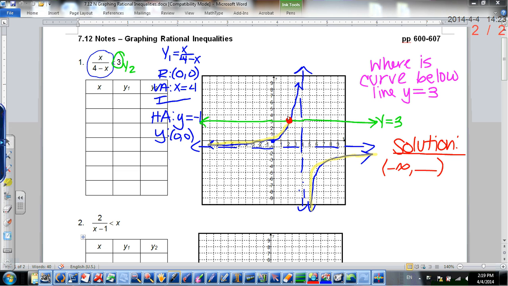But that's not all of my solution. I also have this piece of my solution, right? So I'm going to do a union. Where does that piece of the solution start? At 4, and it's a parenthesis because it's a vertical asymptote, and it goes up to infinity. So let's figure out how to fill in this blank. I'm going to fill that in by finding this intersection point.